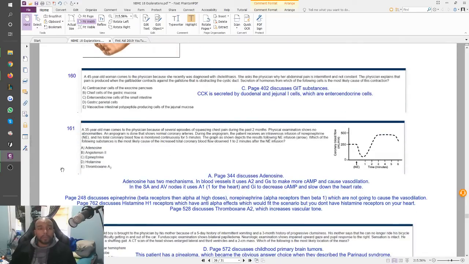160, a 45-year-old woman comes to a physician because she recently was diagnosed with cholecystitis. So cholecystitis is gallbladder stone. She asks the physician why her abdominal pain is intermittent and not constant. Okay, so you already know the answer when you read that, right? Because she's going to have gallbladder pain every time her gallbladder contracts, which is going to be related to every time she eats something that releases CCK. The physician explains that pain is produced when the gallbladder contracts against the gallstone that is obstructing the cystic duct, right? Secretion of hormones from which of the following cells is the most likely cause of this contraction?